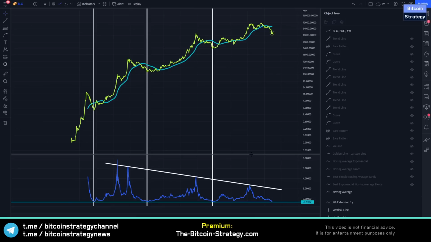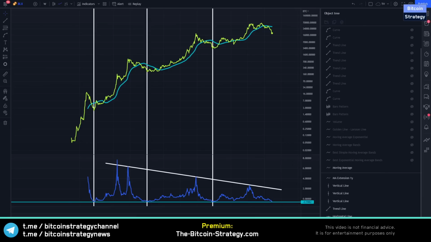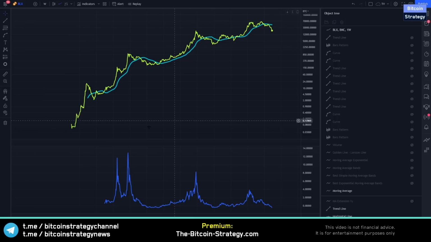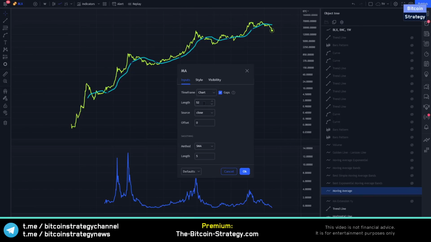Now, I haven't just prepared the 1 year. I've also prepared the 2 year and the 4 year moving average extensions. Let's look at those. At the bottom here, we've now got the 2 year. Let's also adjust the simple moving average to 104 weeks.